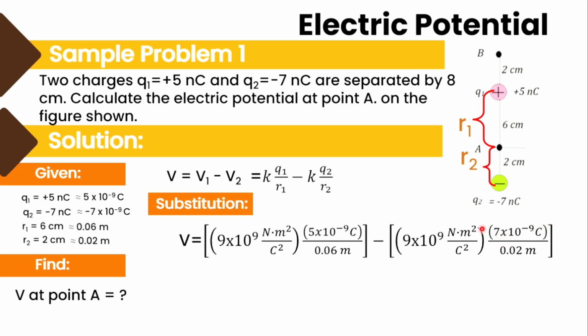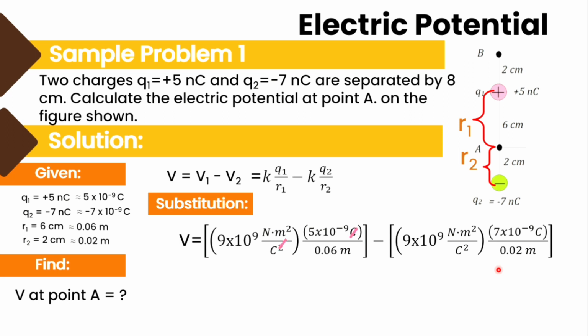Why did I write only 7, not negative 7? Because this would be an absolute value. So the charge of our source charge will not matter if it's positive or negative, because that would be inside our absolute value. It would be 7 times 10 raised to negative 9 coulomb, all over the distance between the two. We have 0.02 meters. So by solving, it will give us the answer.